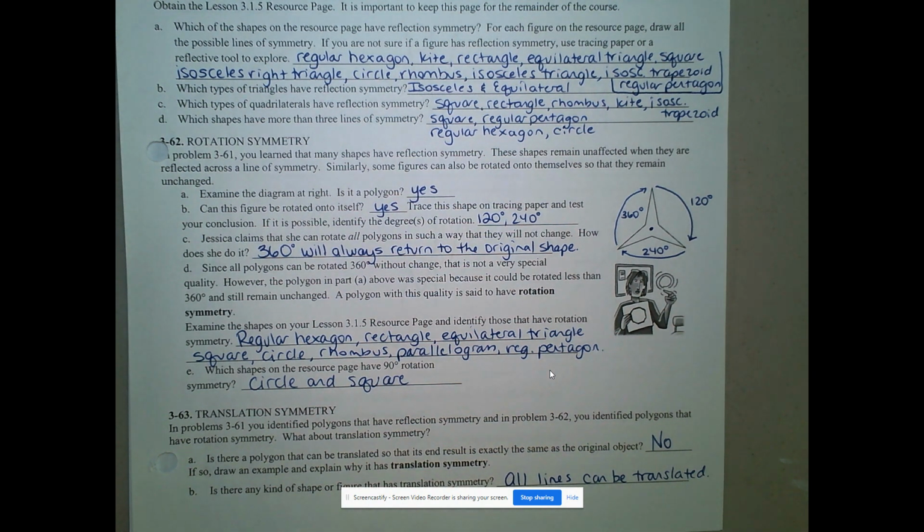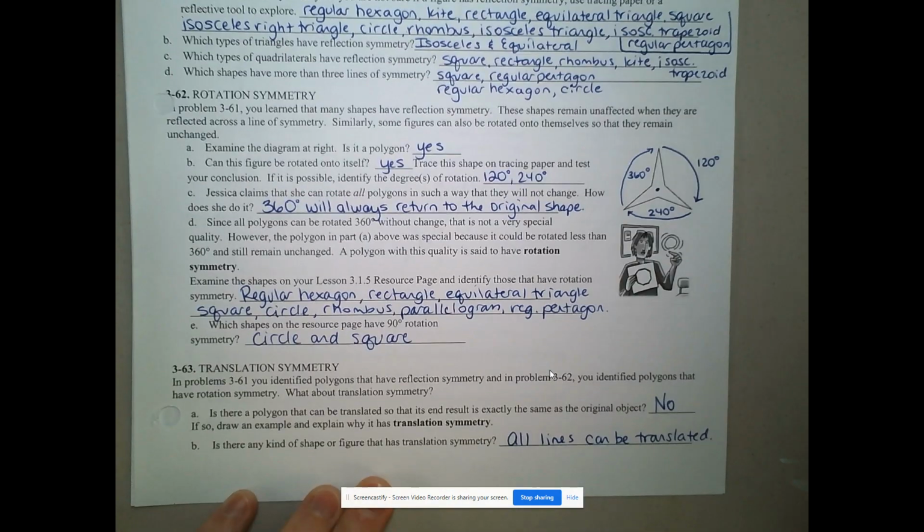So polygons that have rotational symmetry, the regular hexagon, the rectangle, equilateral triangle, square, circle, rhombus, parallelogram, and regular pentagon. So you can look all of those up on those additional 3.1.5 resource pages.